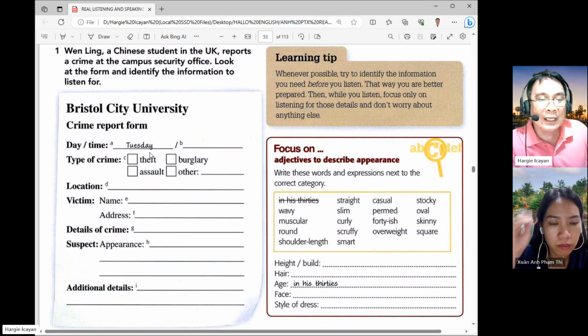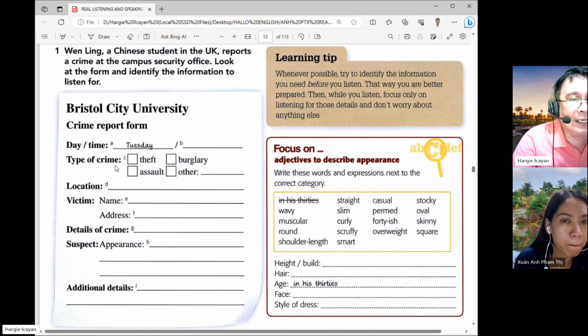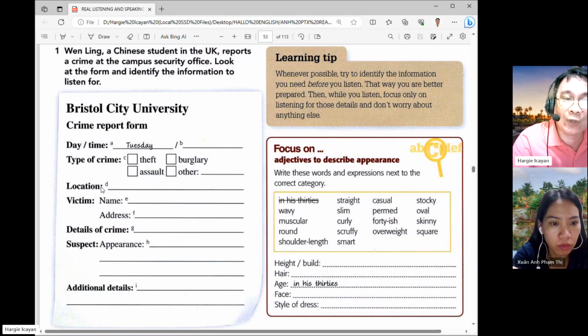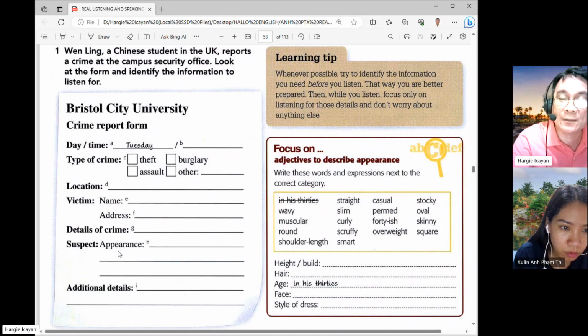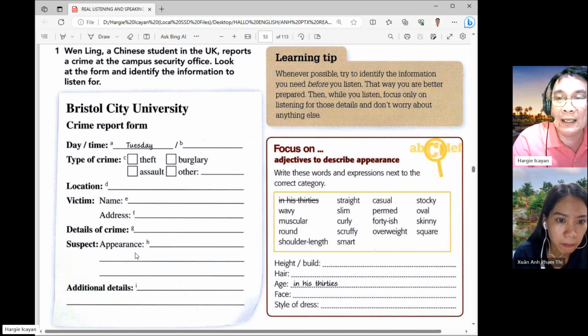Then it says here the day and the time, and then the type of the crime. You just have to check the type of the crime, and then the location, the name of the victim, especially the address, and then the details of the crime, and then the suspect's appearance. It's also very important to identify the appearance of the suspect. And then we also have additional details.